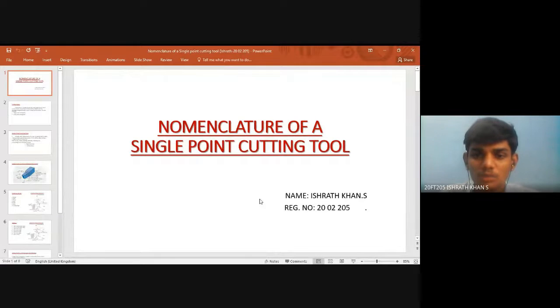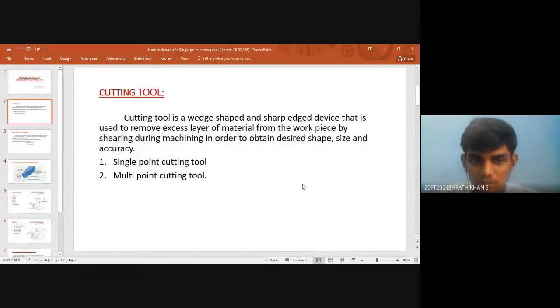In this video I am going to discuss the nomenclature of a single point cutting tool. Before going to see the nomenclature of a single point cutting tool, let me explain what a cutting tool is. A cutting tool is a bit shaped and sharp device that is used to remove excess layers of material from the workpiece by shearing during machining in order to obtain the desired shape, size and accuracy.